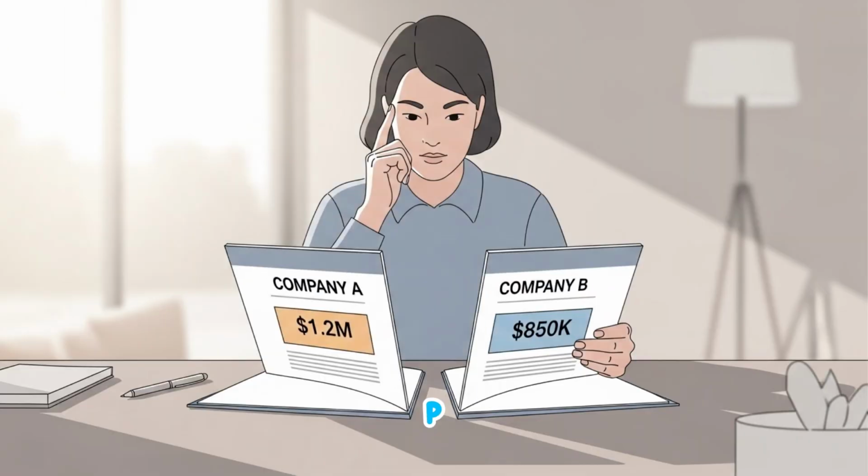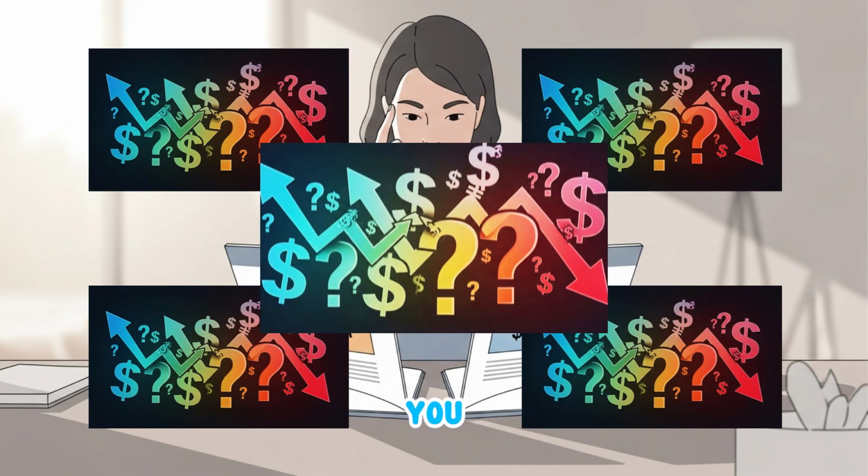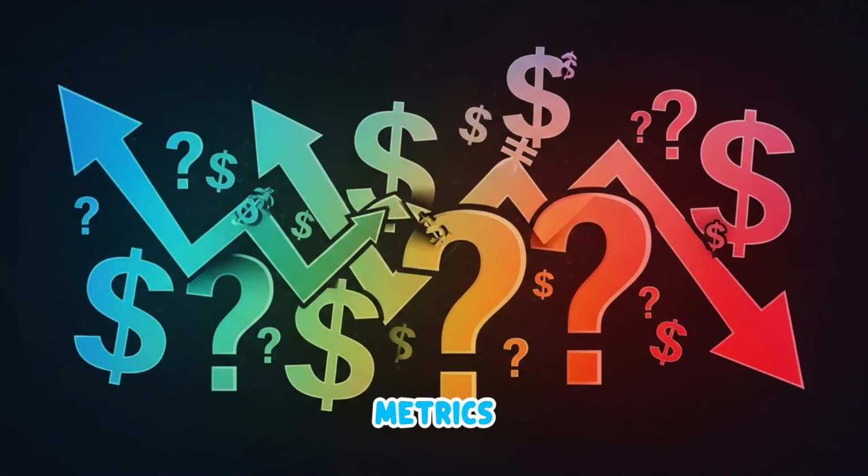In summary, the PE ratio helps you understand if a stock is cheap or expensive relative to its earnings. It's a useful tool, but it's not the only metric you should consider. You should always use it in conjunction with other metrics to get a complete picture of a company's financial health.